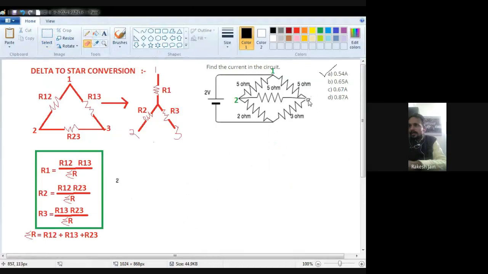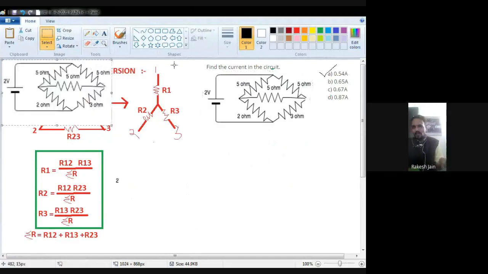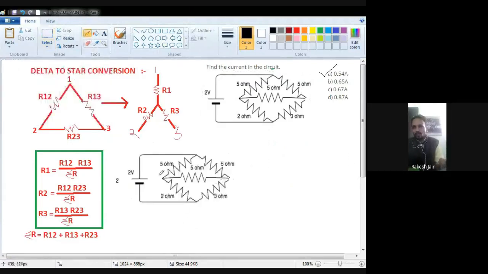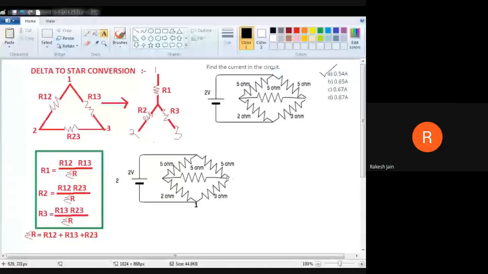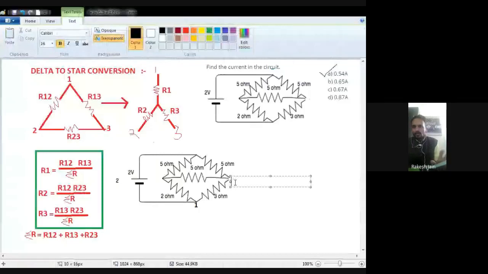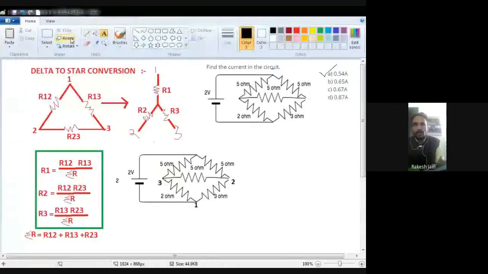Now what is your question? The question is, you have to find out the current. So what is the current in the circuit? I know that current is equal to voltage divided by resistance. Definitely it will be equal to voltage, 2 volt, divided by resistance, 3.72. So that will be your final answer. 2 divided by 3.72 is equal to 0.537, so that is 0.54 ampere.